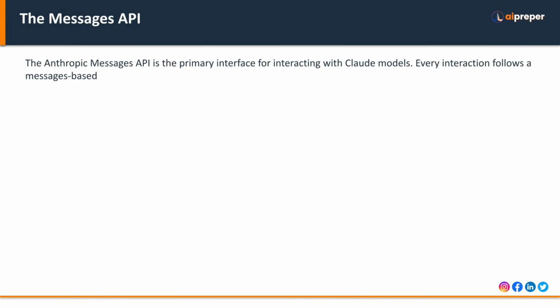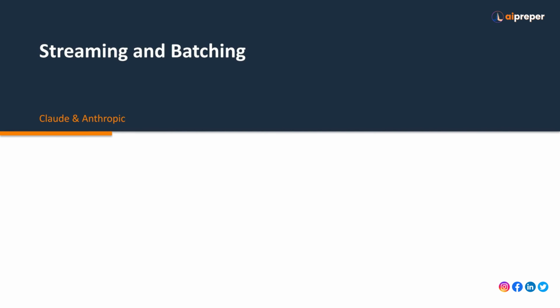The Anthropic Messages API is the primary interface for interacting with Claude models. Every interaction follows a messages-based approach. Next, we will cover streaming and batching, crucial techniques for optimizing real-time interaction and efficiency with Claude.